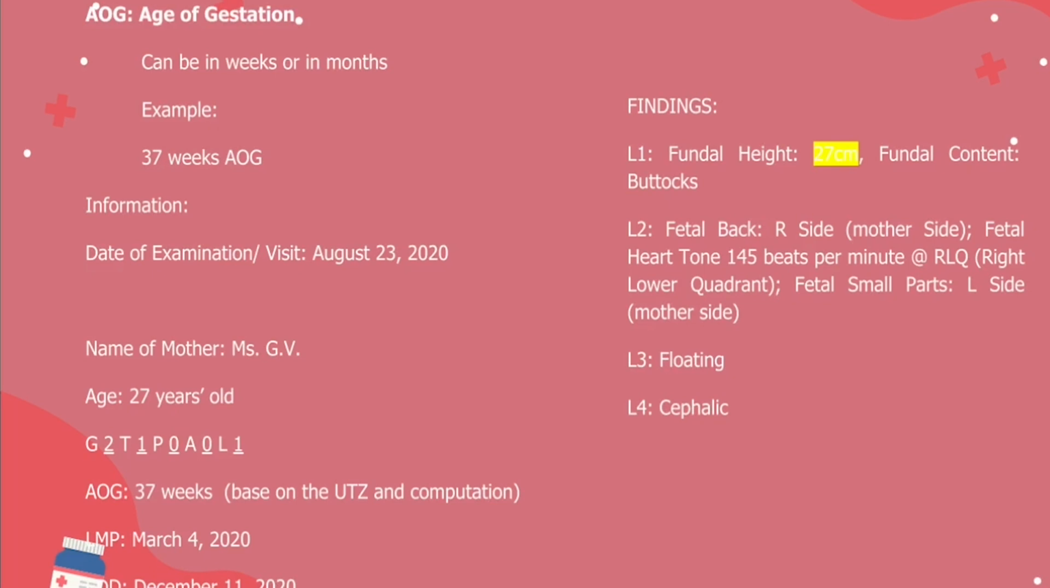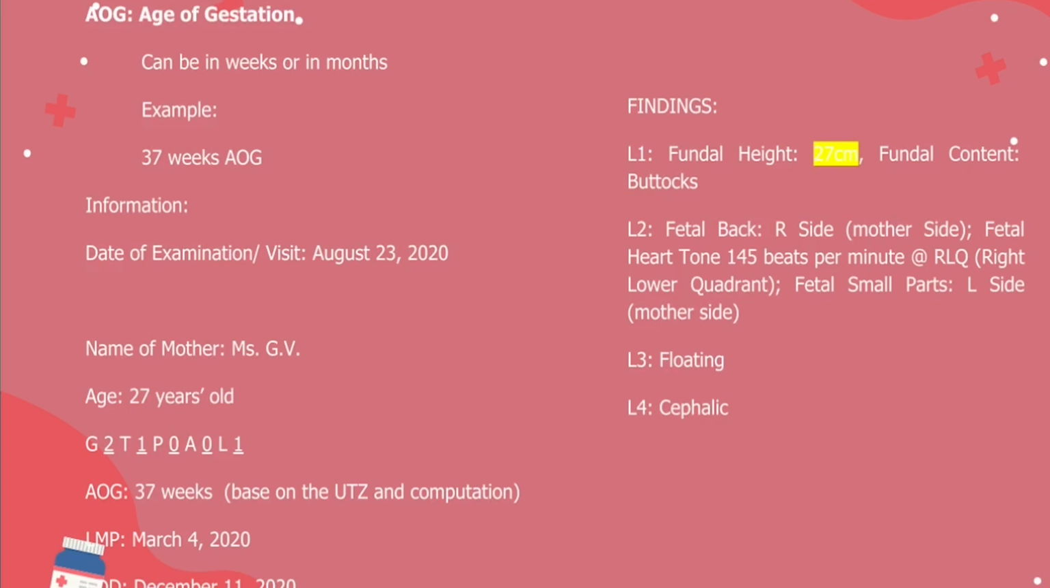So let's start with the date of examination or date visited. That's August 23, 2020. The name of the mother is Miss GV. So we're only putting her initials due to confidentiality. Her age is 27 years old. Her GTPAL is G2, T1, P0, A0, L1. Her AOG or age of gestation is 37 weeks based on the UTZ and computation.